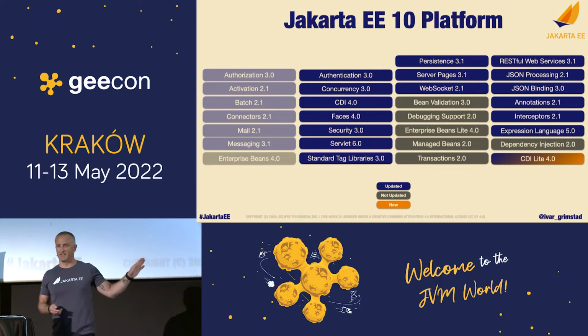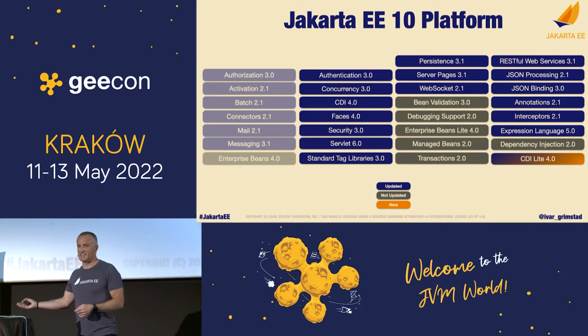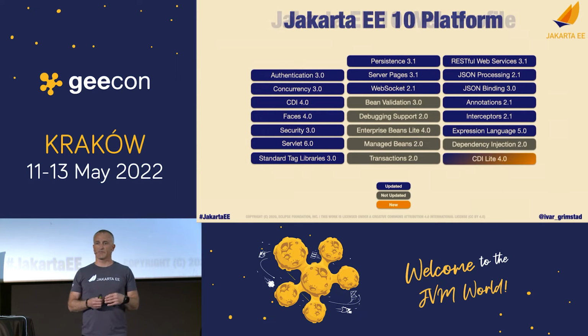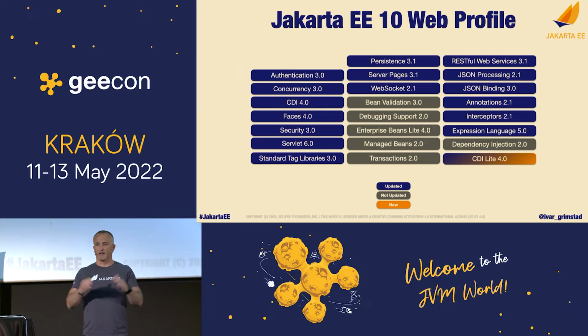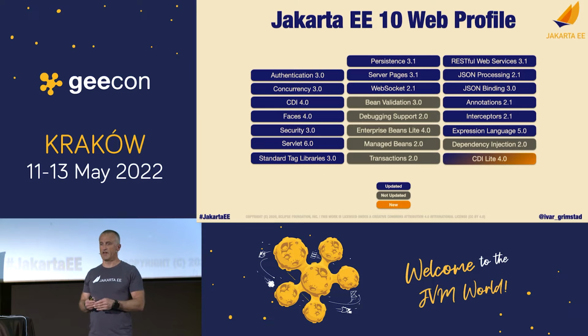If we gray out these on the left side here, that are more enterprisey, if you like enterprise connectors, batch, messaging and mail, and that kind of thing, and we look at the specifications, we're left with the web profile. And the web profile has been with us since Java EE 6. So it's not a new thing, but it has evolved and increased a little bit. Like concurrency is new in the web profile for this release. That used to be in the platform only before. The others have been there for a while.